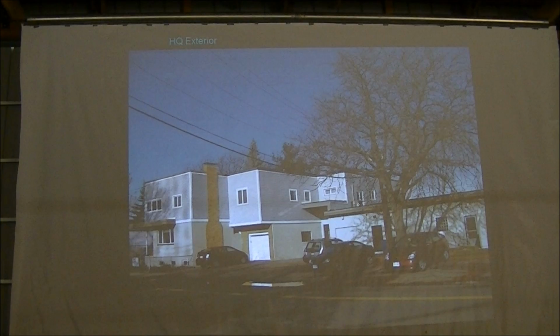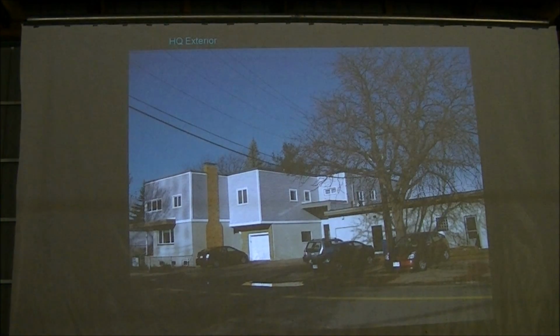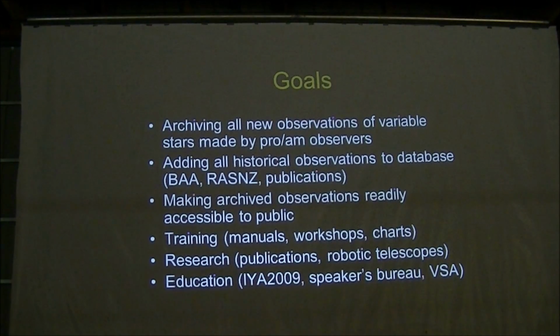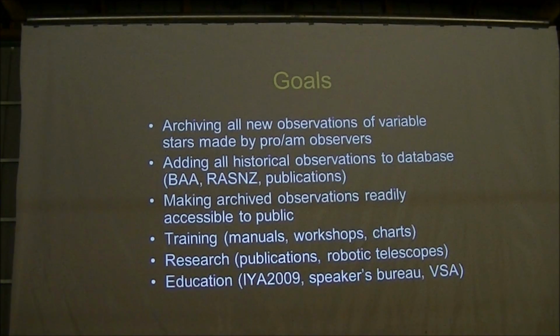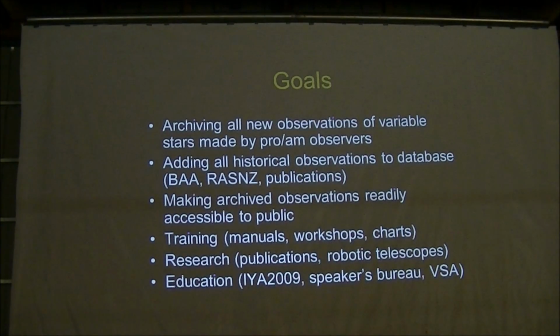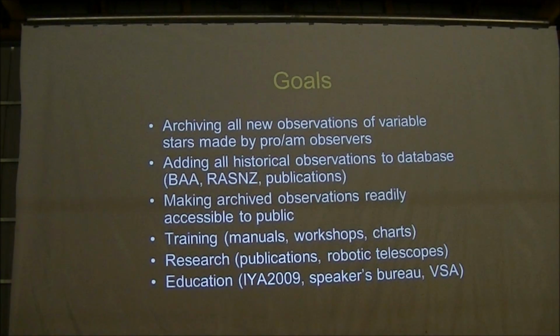Headquarters for the AAVSO is in Cambridge, Mass. It's about a mile away from Harvard College Observatory. So the goals of our organization are multifold. We archive all new observations that amateurs are making. We look for all the historical records from various groups such as the British Astronomical Association and so on, and try to incorporate those observations into our database.